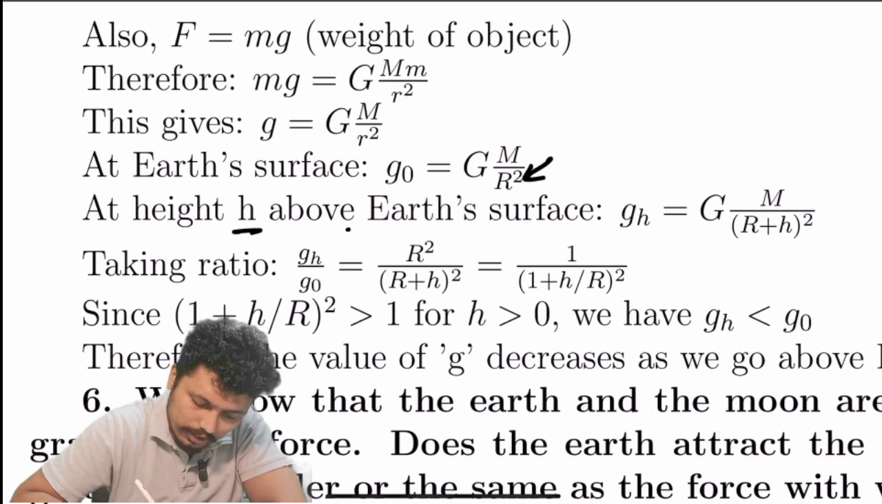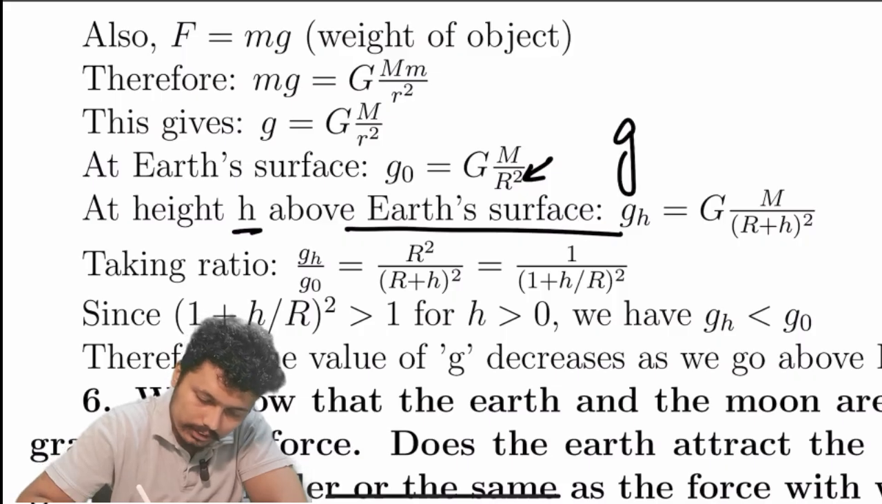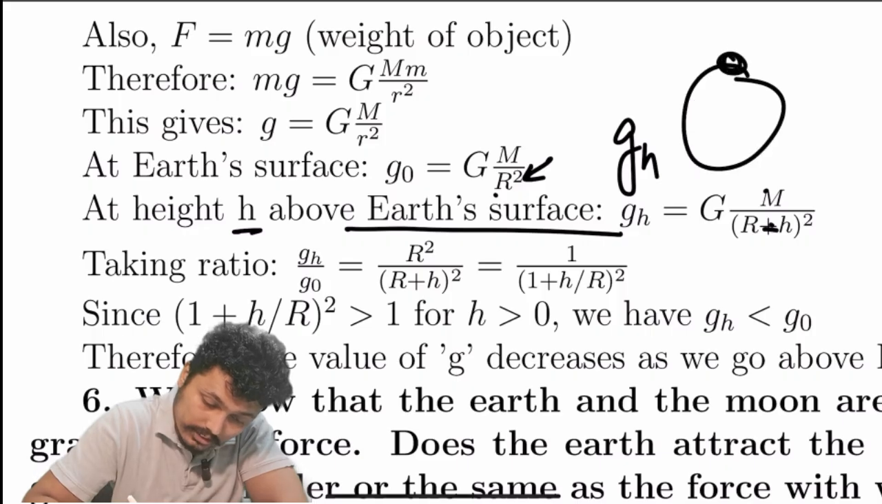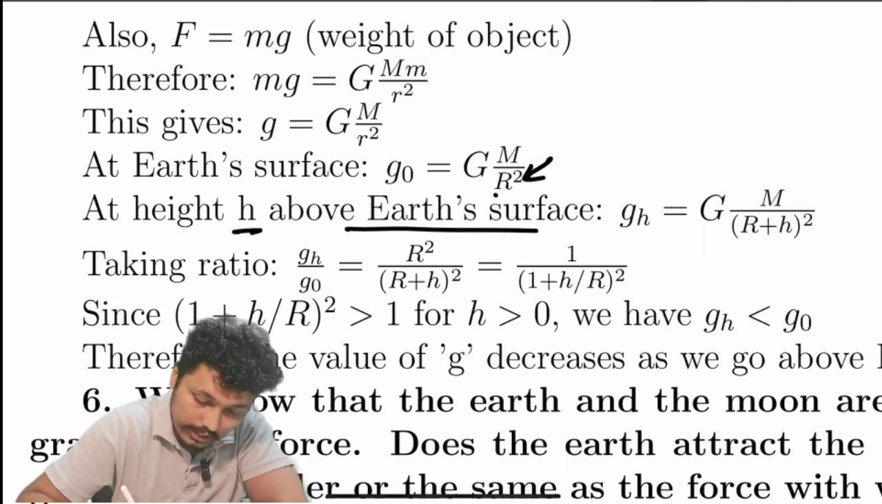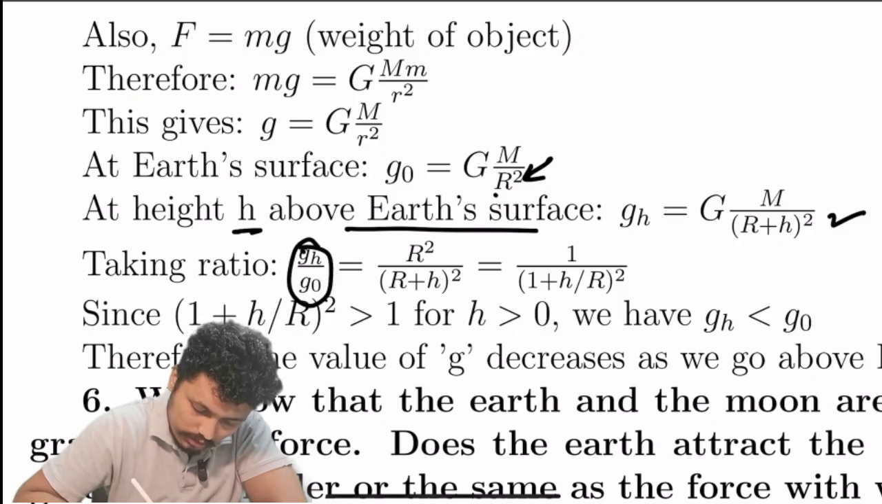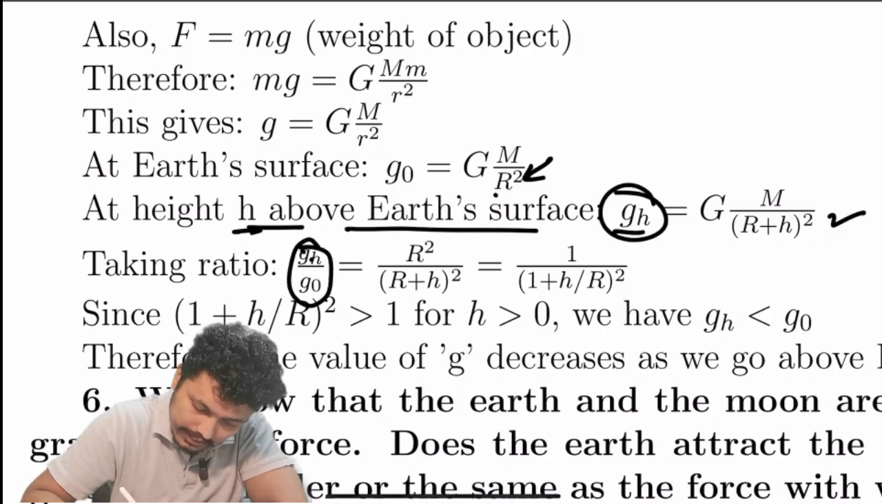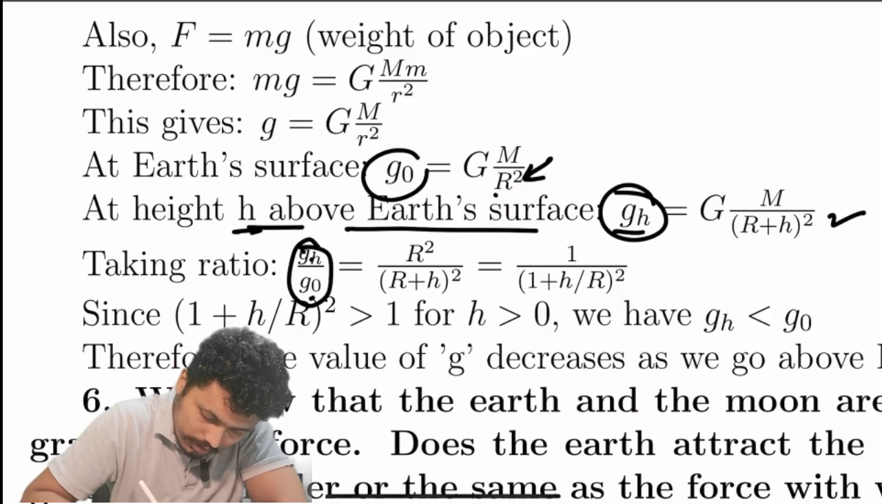At some height above the earth surface, I'm writing GM by r, where the distance is higher. If I was talking about the earth surface, now I'm taking this a little bit higher than the earth surface, so this value is h, and I'm adding that. The radius has increased. Now gh by g naught: gh is at the height above, and g naught is on the surface of the earth.